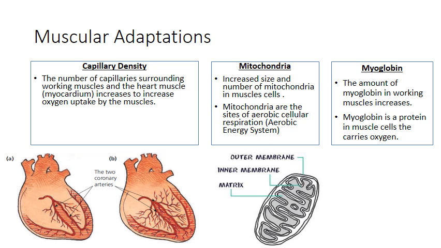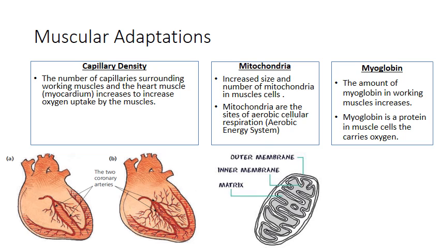Into our muscular adaptations now. So we've looked at our cardiovascular adaptations. We've just finished talking about our respiratory adaptations. Now let's have a look at our muscular adaptations that occur as a result of aerobic training, and there's quite a few of these ones. If you think about the role of your muscles, they are the things that are directly involved in your movement, hence your performance.